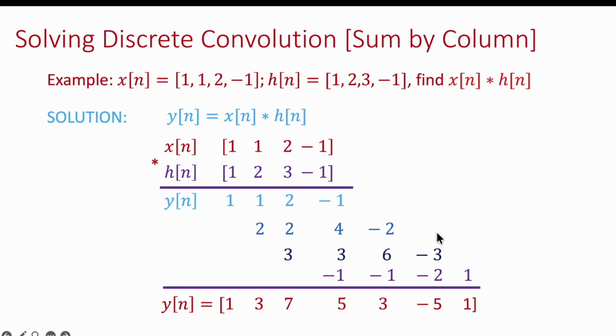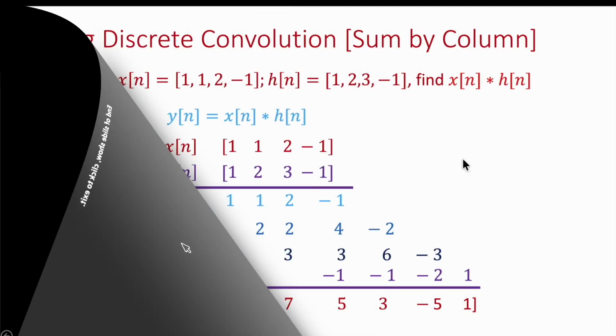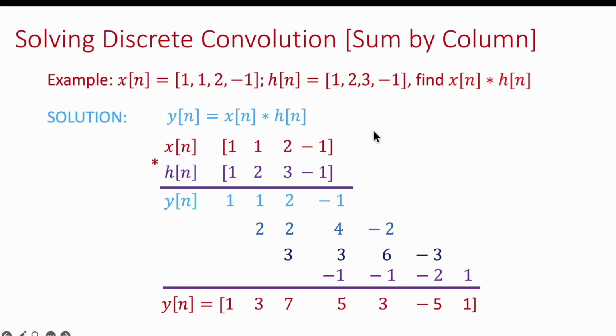You can see the total number of samples is 7. You can use the previous formula, where the number of samples in the convoluted signal is equal to m plus n minus 1. m is the number of samples in x of n and n is the number of samples in h of n, that is 4. So 4 plus 4 minus 1 is 7. You can see you have 7 samples in y of n. That is a very simple method, the sum by column method. You can use this method to solve discrete convolution.